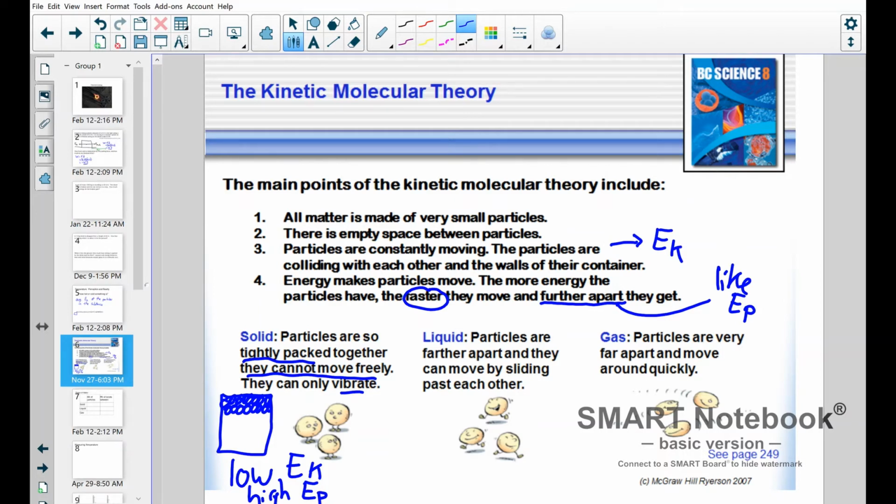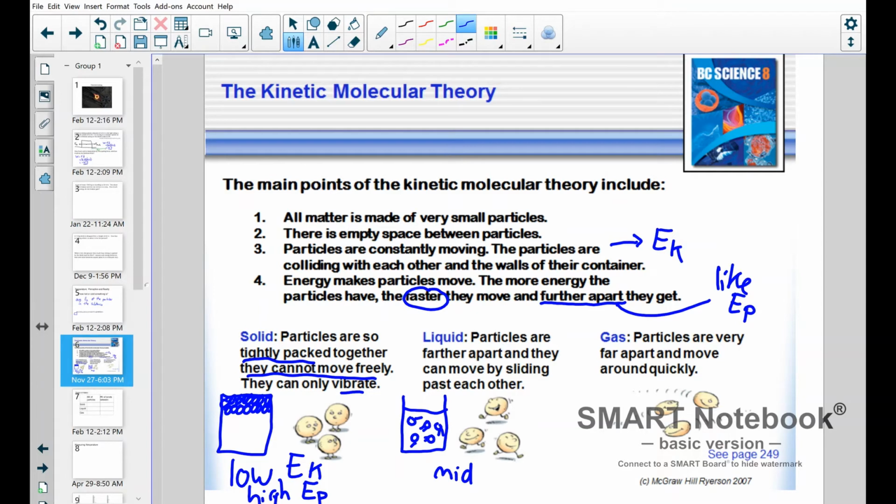In a liquid, this is the mid-range on both, where the molecules are farther apart. They're not as tightly held. This would be like if you're walking down the hallway having a conversation. So there's something bonding you together, but it's not something that is so forcefully attaching you to each other. And they're moving a little bit. They have more kinetic energy than the solids. They have less potential energy than the solids.